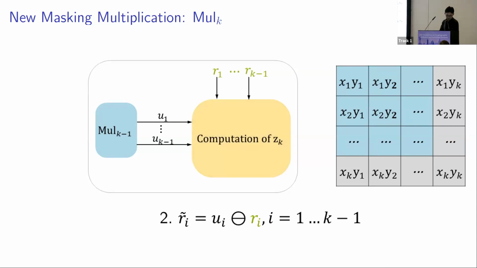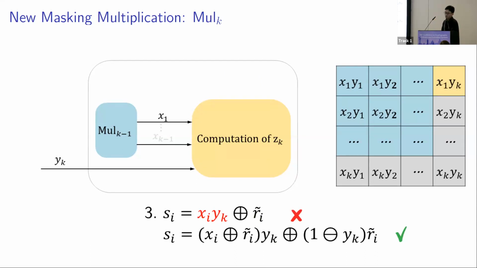Then the computation of Z with index K begins. R1 to RK minus 1 are generated, and each Ui is added to this fresh randomness. Now this tilde R is determined by the outer products of X and Y and the random variables.